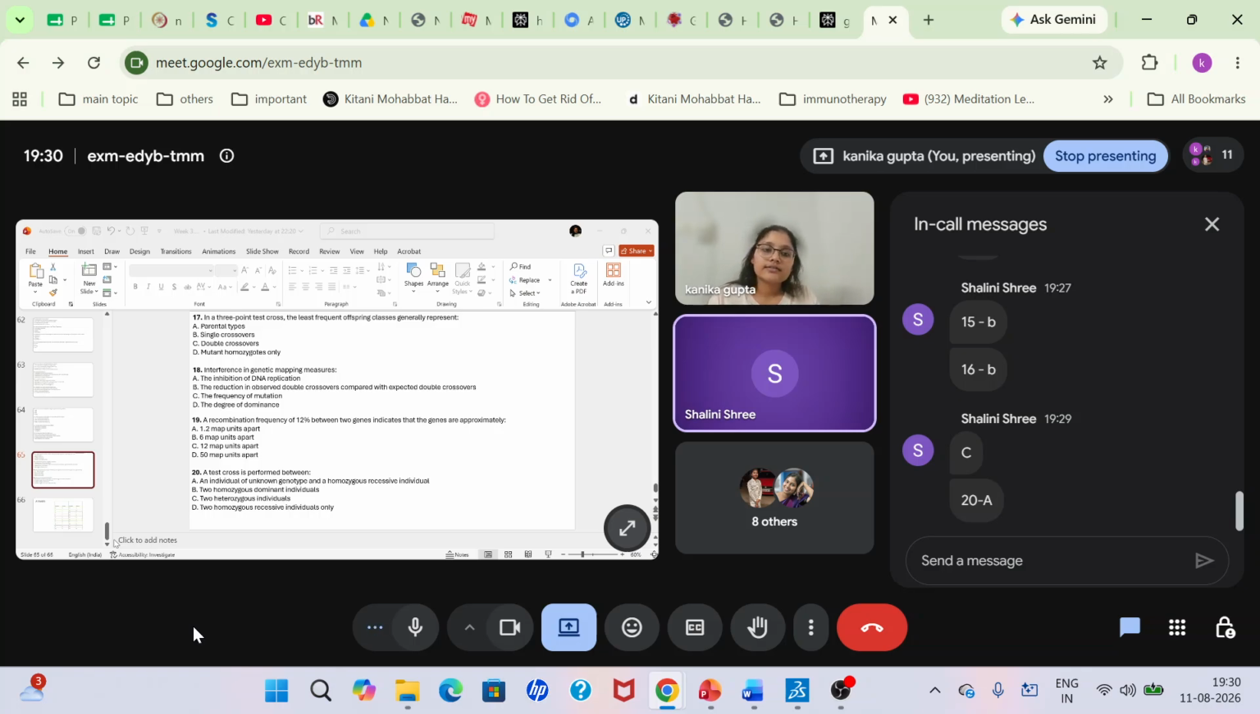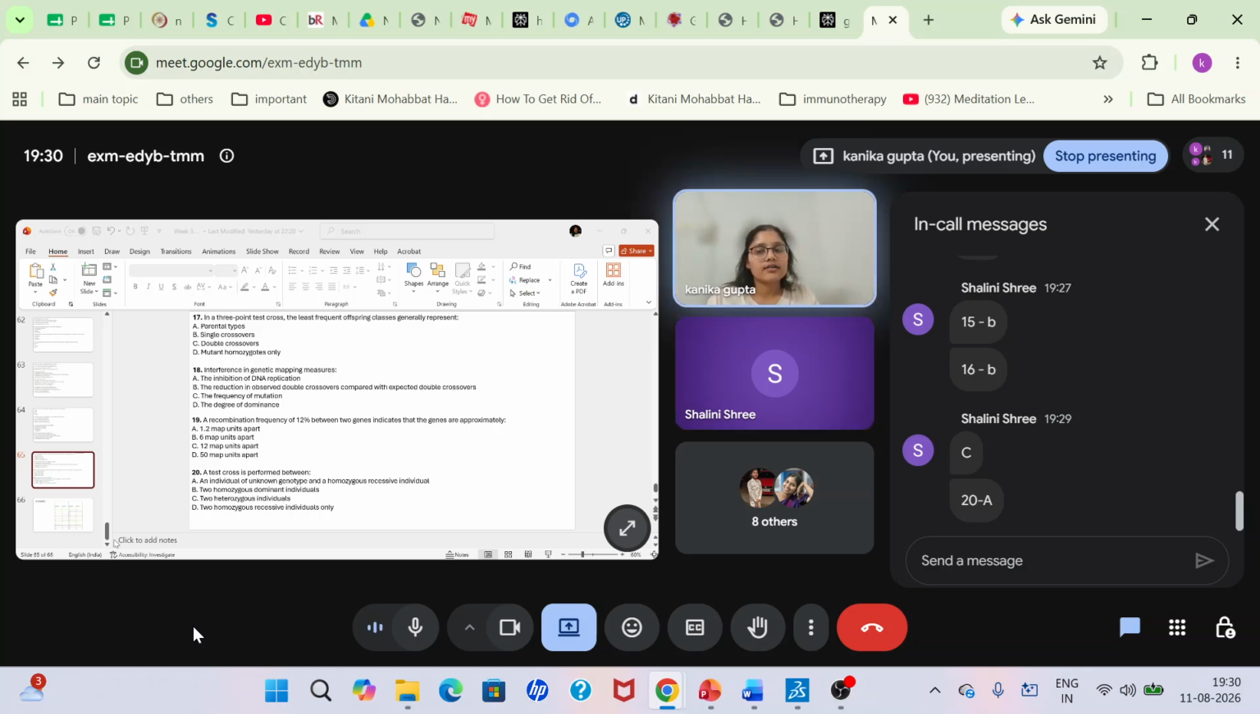It's Gilbert. Gilbert is, if I say it in Hindi, a granth for developmental biology. There is nothing above that.